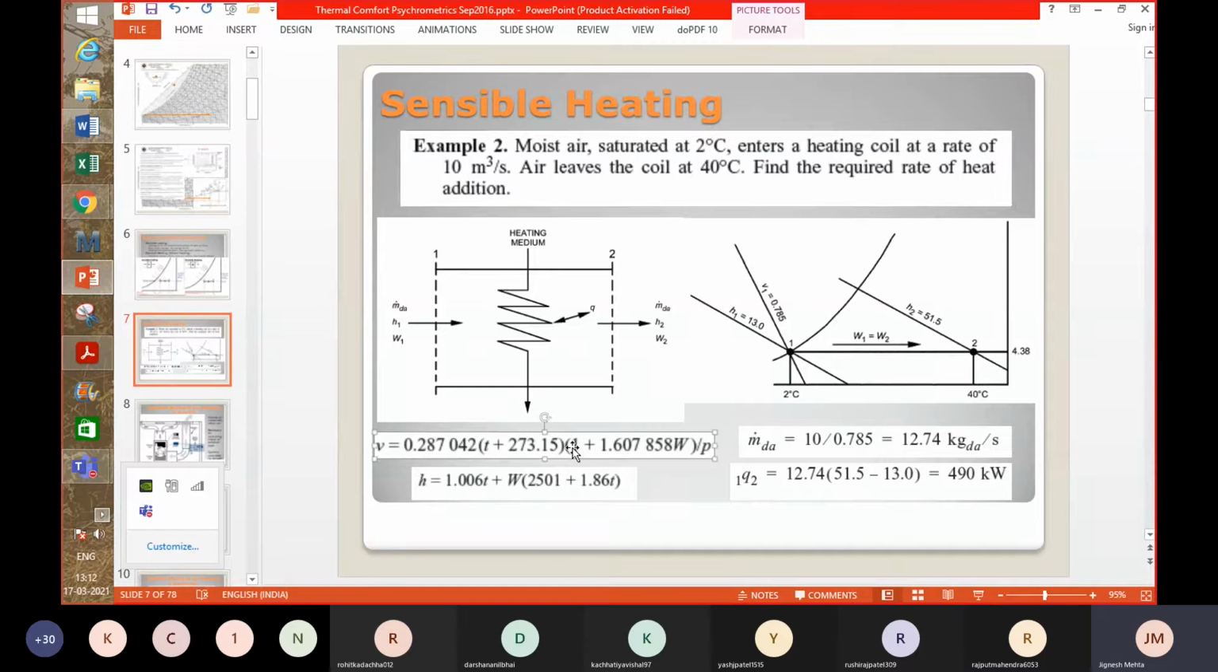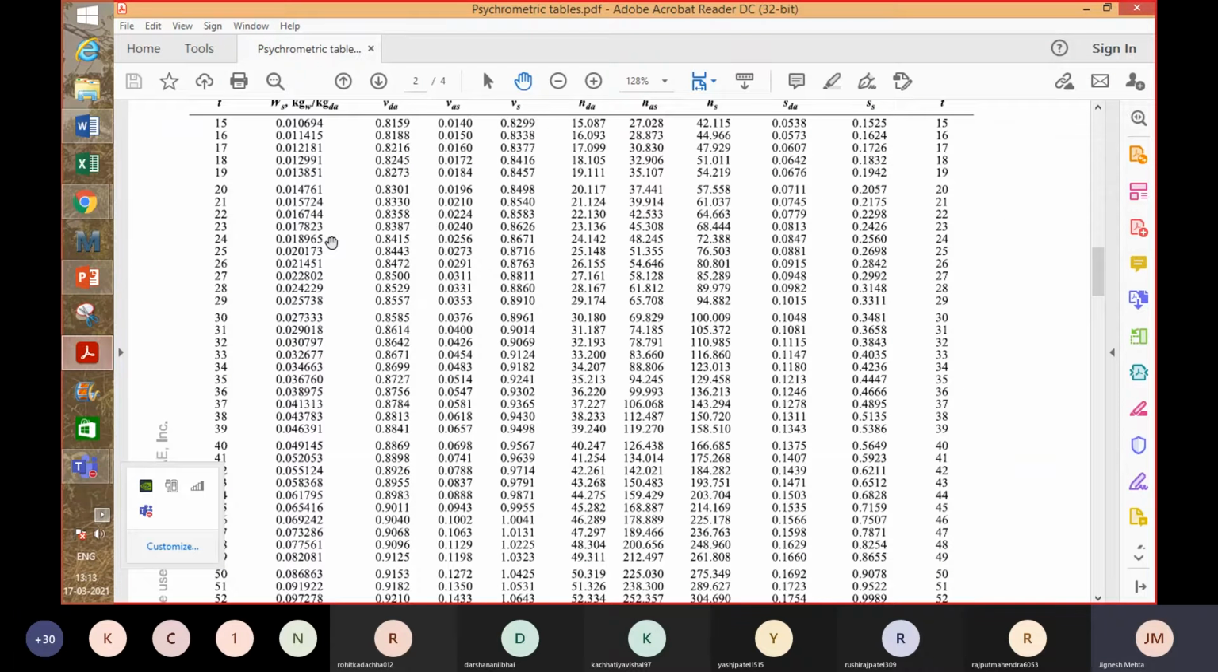So here you get the specific volume. Now the question was how to get this W. Probably I haven't got any answer in the chat box. So this W is now at state 1, it is saturated. So this W is Ws at 2 degrees Celsius. So you can refer to the psychrometric tables for that.